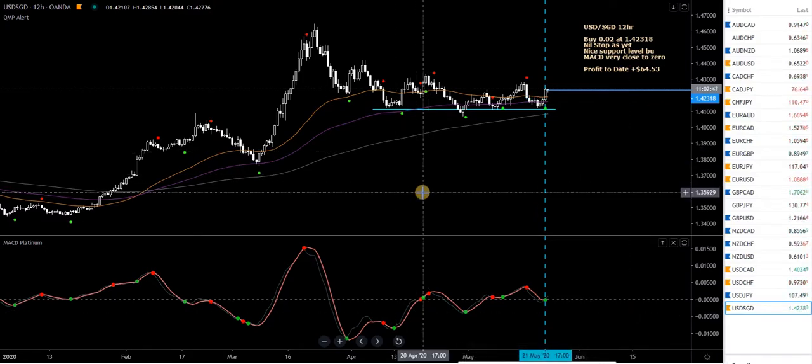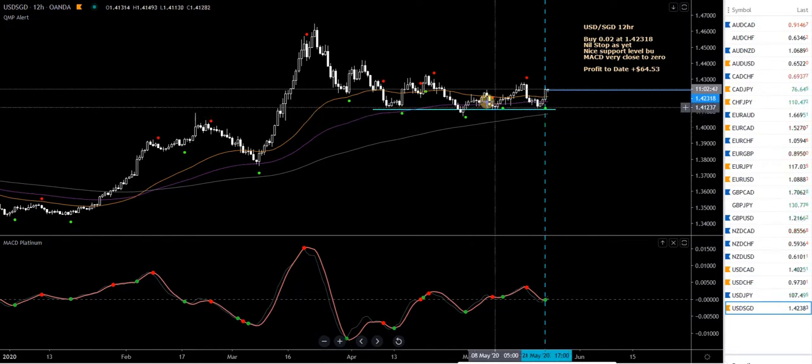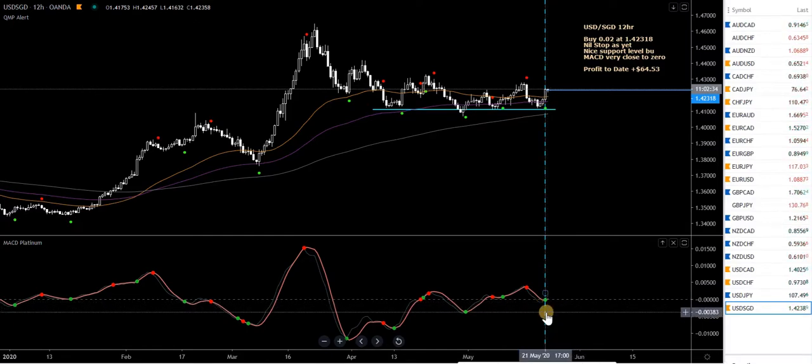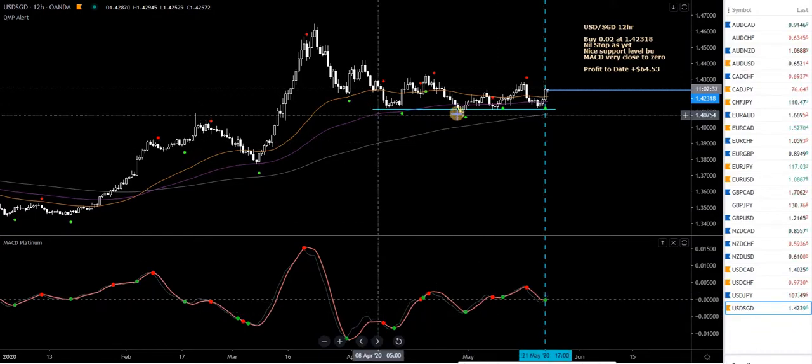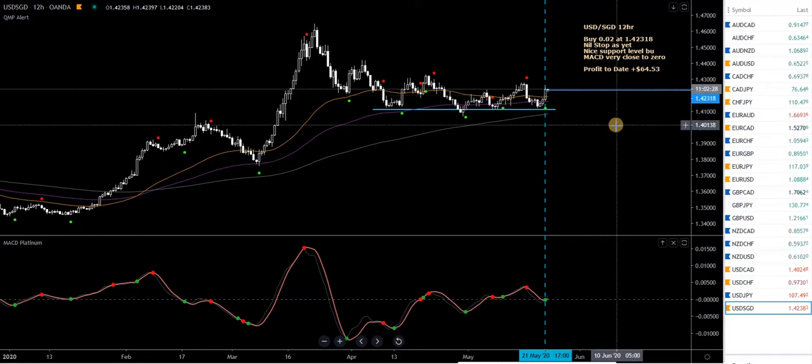So again, we've got a big support level, and again, I've taken a buy today. Things are getting really tight. MACD platinum, look at that, the zero. If it's just below the zero level, even looking at closer, it's dodgy, but I like this support level, so I'm going to take that trade every day of the week. So I've taken a buy there.